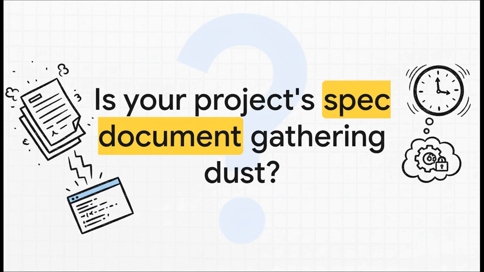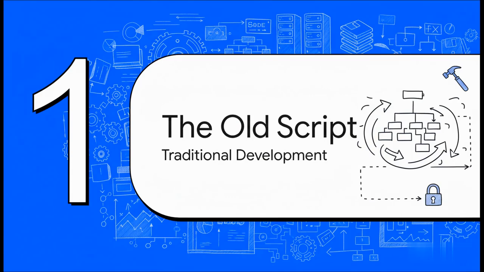Okay, let me start with a scenario, and I bet a lot of you have been here before. You spend ages crafting that perfect specification document, right? Every little detail is mapped out. But then, the minute the actual coding begins, that beautiful spec just becomes an artifact. It gets out of sync almost immediately and ends up just gathering digital dust. Sound familiar?